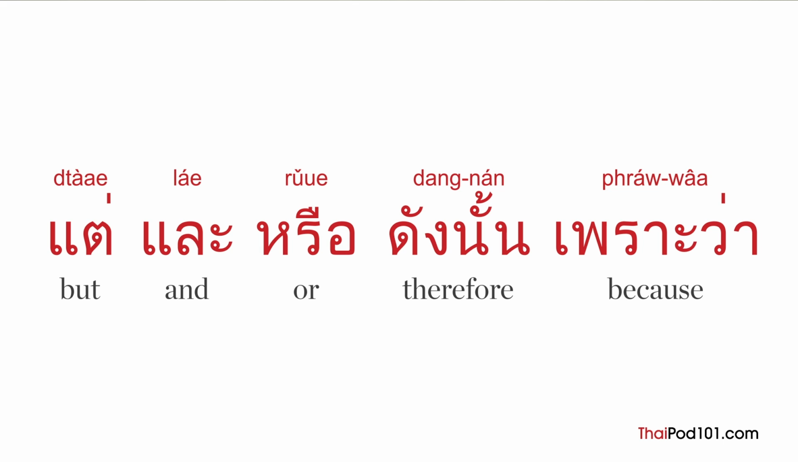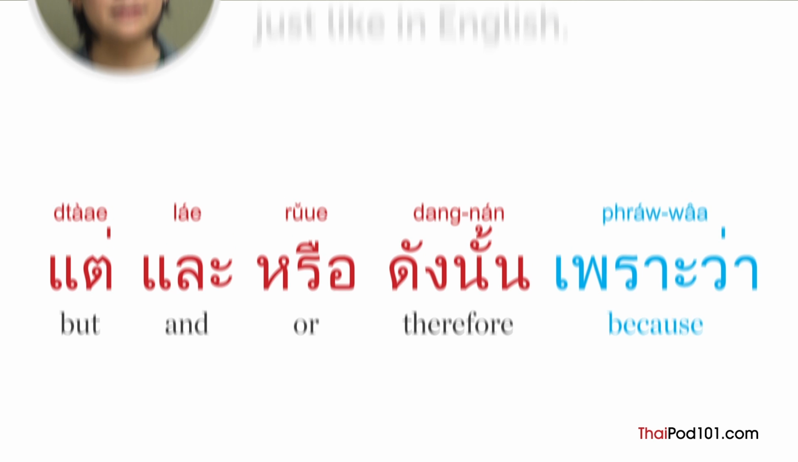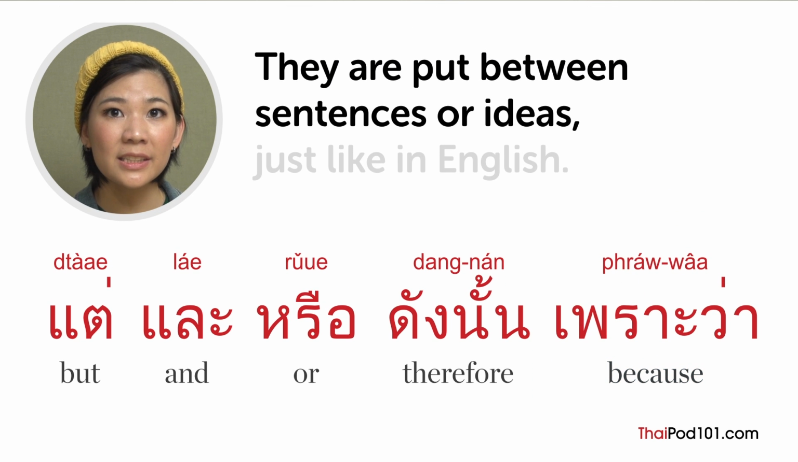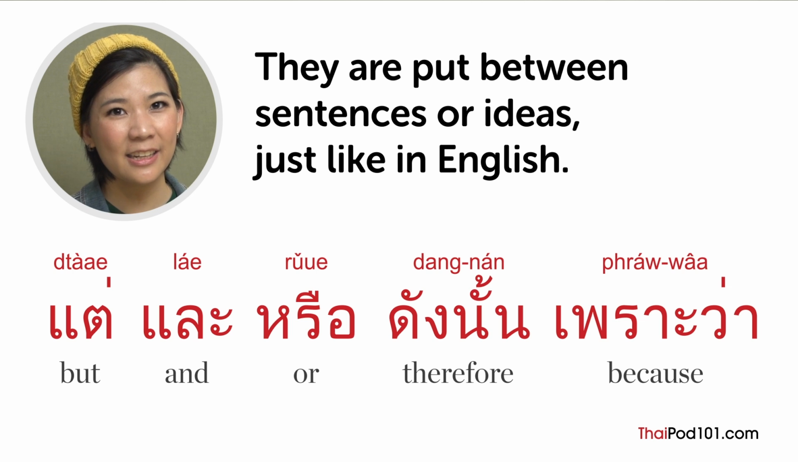The basic conjunction words in Thai include แต่ but, และ and, หรือ or, ดังนั้น therefore, and เพราะว่า because. They are put between sentences or ideas, just like in English.